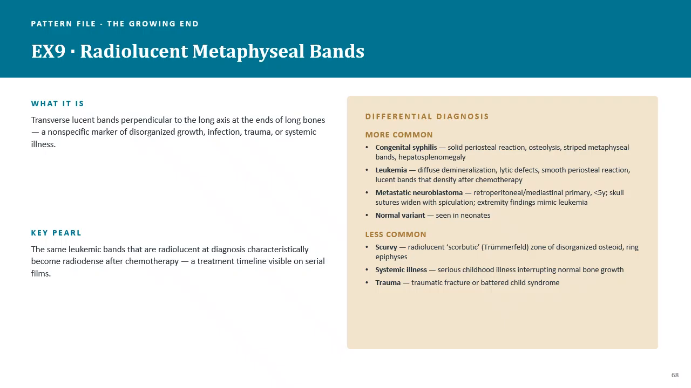So the x-rays can actually show us somewhat the treatment timeline based on the color that is presenting in the band, whether it's dark or whether it's white. When we see a radiolucent metaphyseal band, sometimes we can see them in conditions like congenital syphilis, meaning the patient was born with it. We can see it with scurvy. We can also see it again with trauma, illness, severe childhood illness for sure, and also with scurvy.